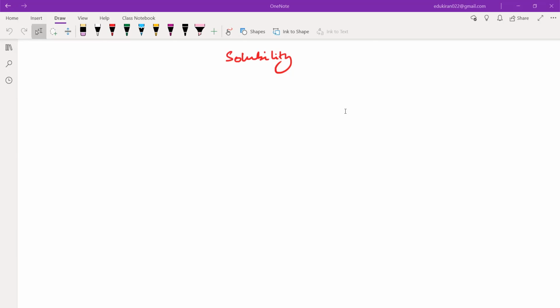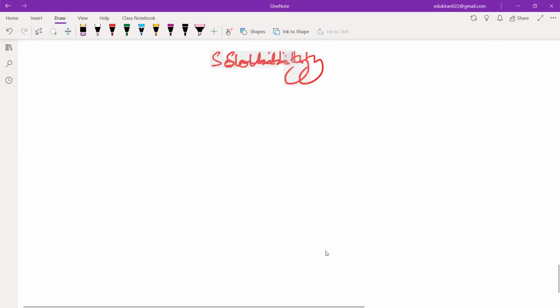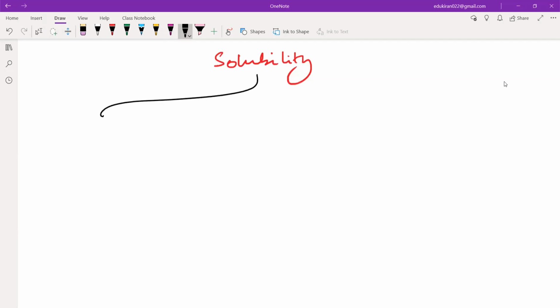चलिए ज़ैद ज्वाइन कर लेंगे। Solubility, okay? Solubility. So what is solubility? For that, I want to ask all of you one question, okay? If I give you, let us say, salt and I also give you sugar, okay? And you have 100 ml of water for both of them.